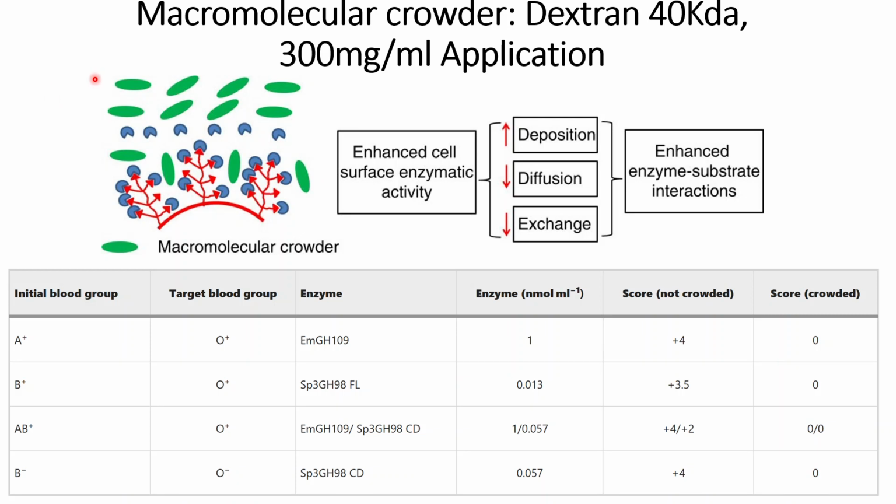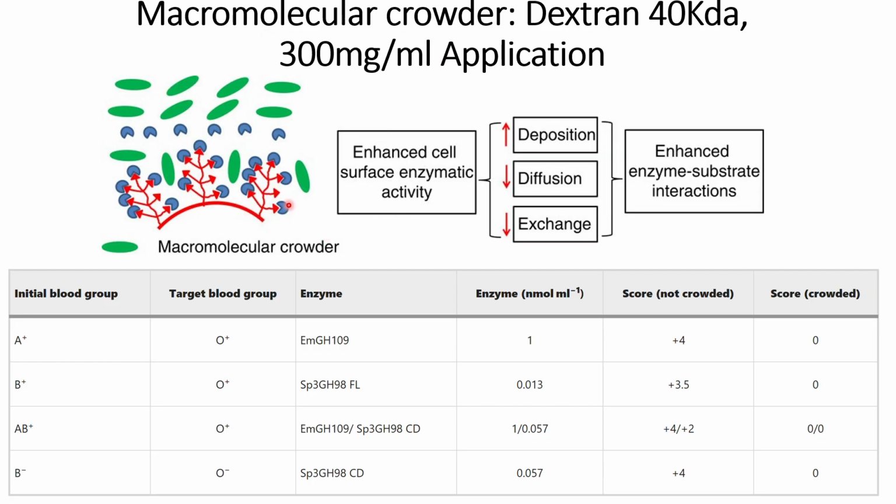In this video, we will discuss this macromolecular crowder application, that is Dextran 40 kilodalton, and its concentration that is used is 300 milligram per ml. Reaction temperature is 27 degrees and reaction time is 1 hour.